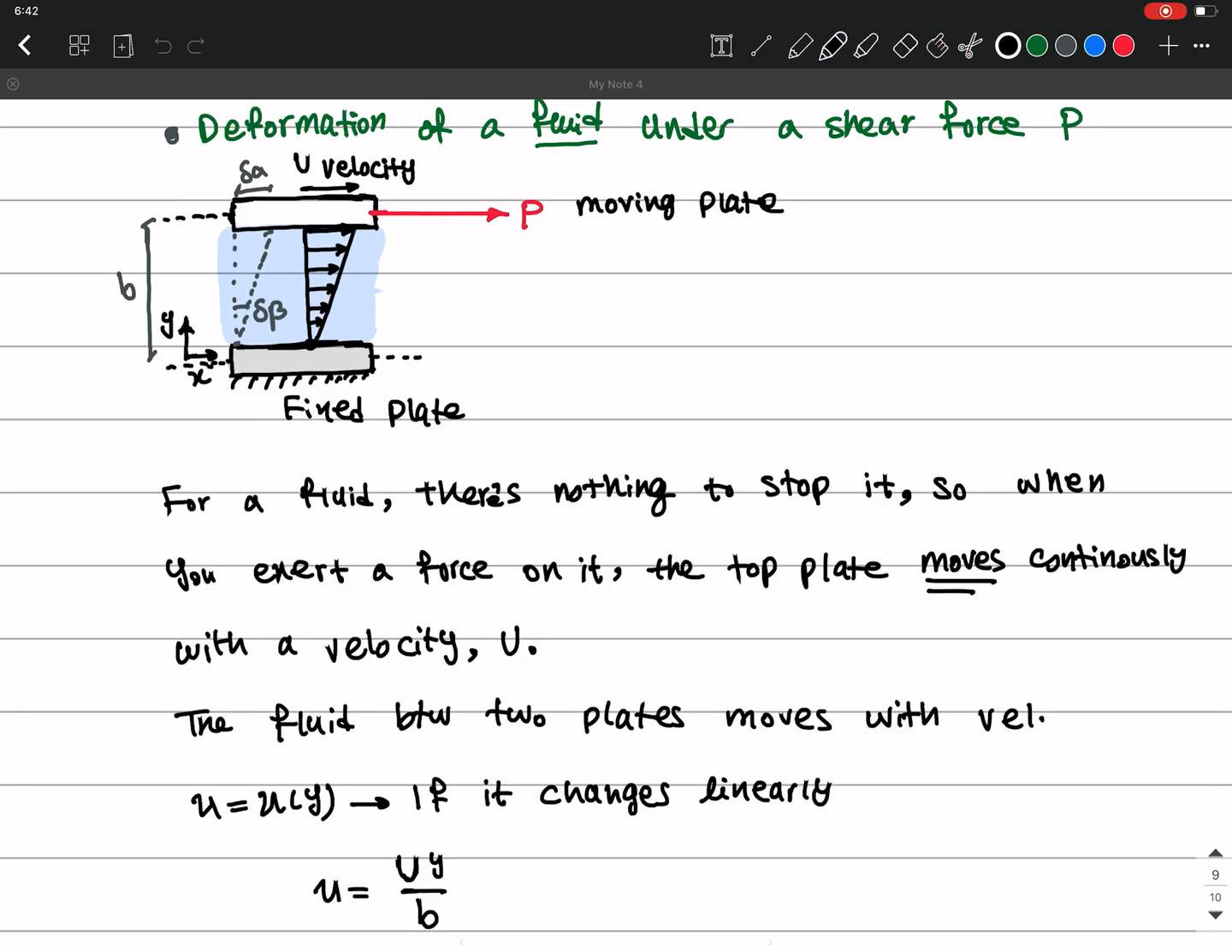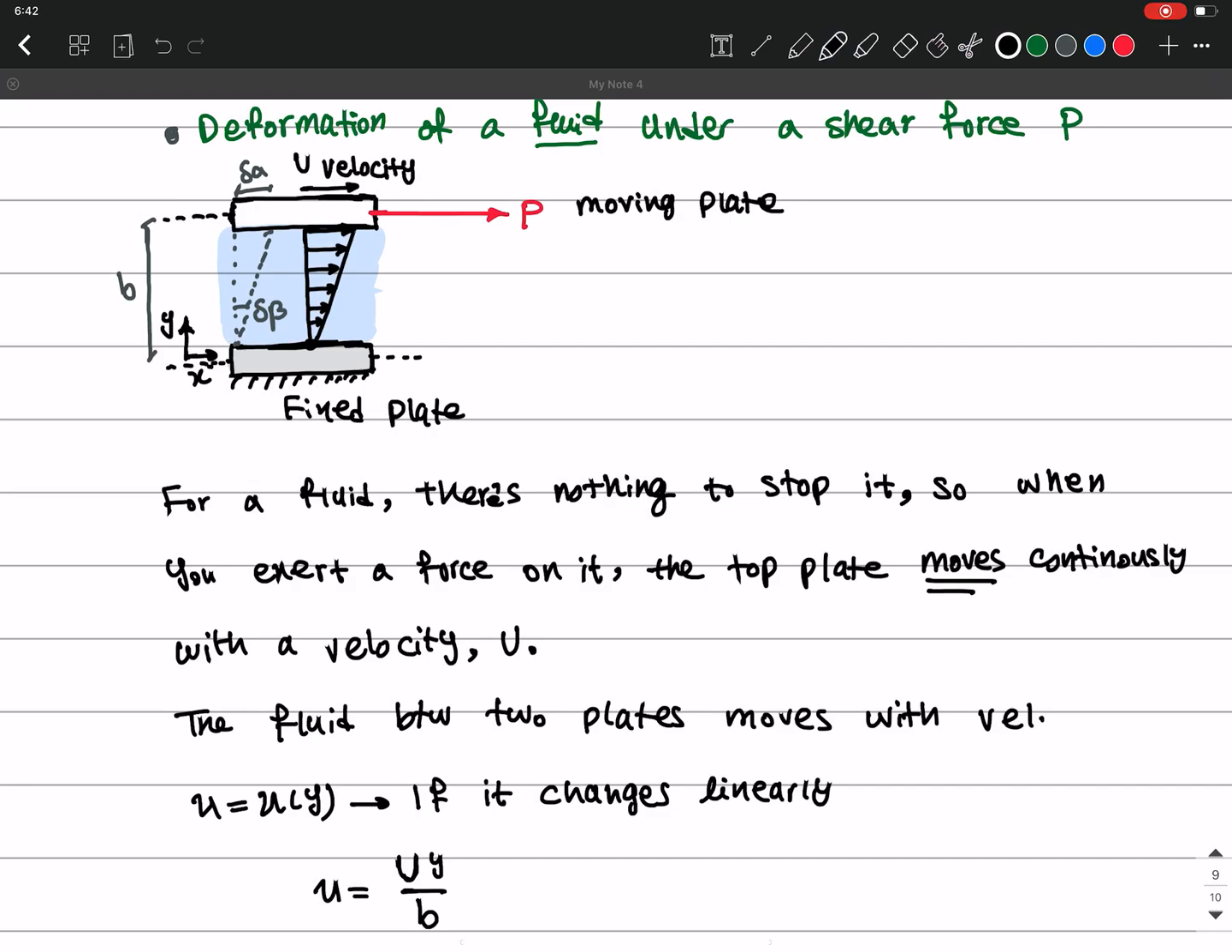Hello everyone. In this lecture, I'm going to continue to talk about and discuss the deformation of a fluid under a shear force P, and I want to define viscosity based on this deformation, the shearing strain rate, and also the shearing stress.